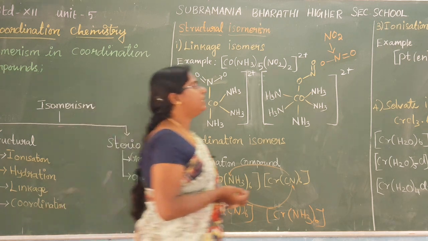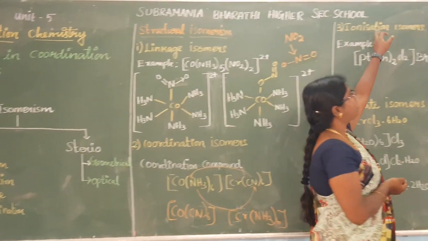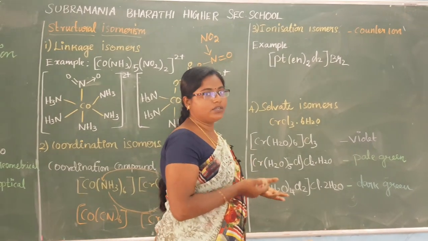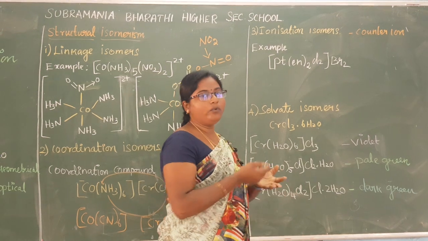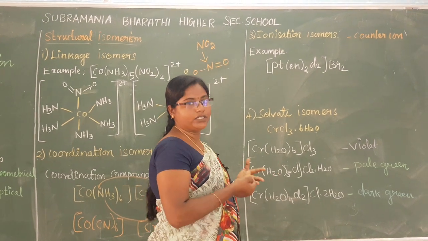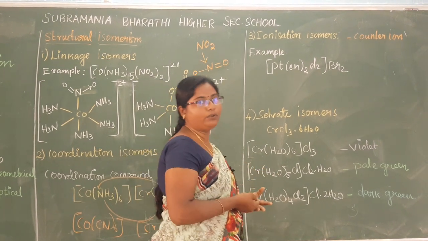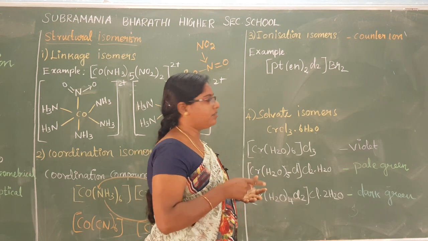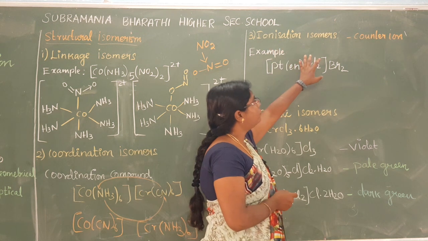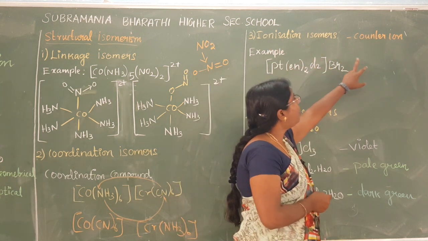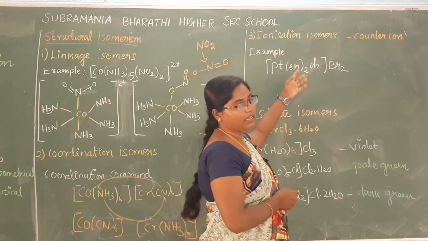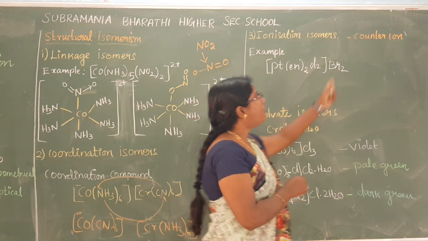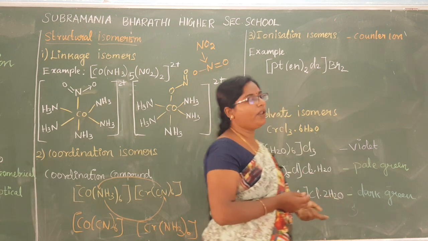So the next one is ionization isomer. What is ionization isomer? What is ionization? First of all, if I am taking the coordination compound and I am adding solvent to it, what will happen? The simple ion will ionize first. So in ionization isomerism, the counter ion will be exchanged with the ligands. That is called ionization isomerism. Counter ions are nothing but the simple ions.